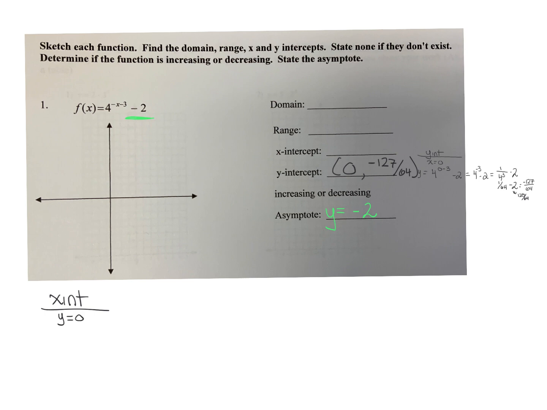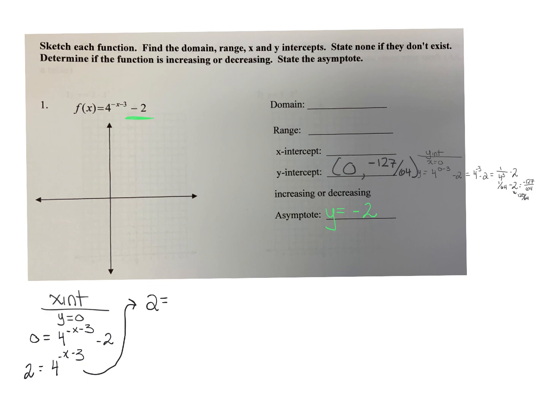So for my x-intercept, I let y be 0. So 0 equals 4 to the negative x minus 3, minus 2. I'm going to add the 2 over, so 2 equals 4 to the negative x minus 3. I'm going to apply some tricky-ish algebra skills.